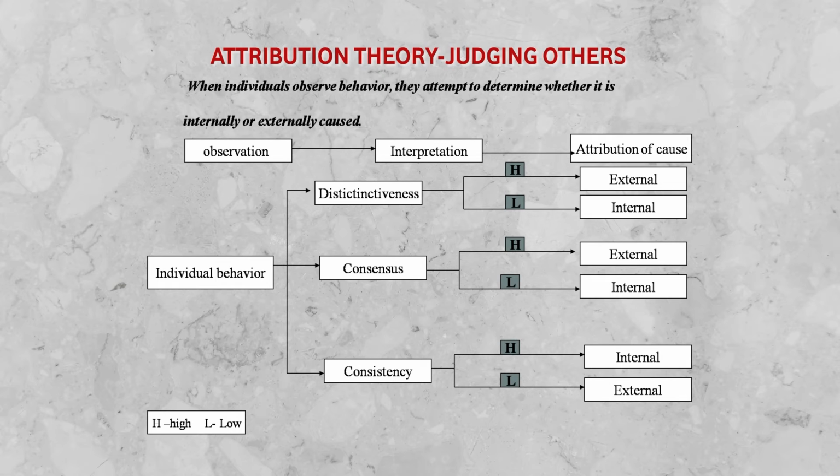But you will find a certain amount of difference when you go to the last element of the attribution theory, and that's called consistency. Consistency is the similarity in behavior over a period of time. If there is a high degree of consistency, attribution is internal. The person is always punctual to the office, so there is a high degree of consistency. Attribution is internal. If there is a low degree of consistency, then attribution becomes external.